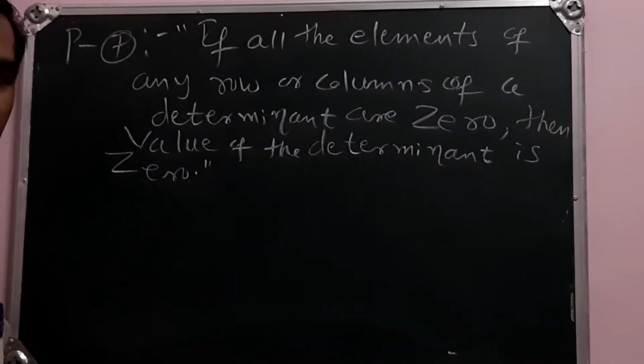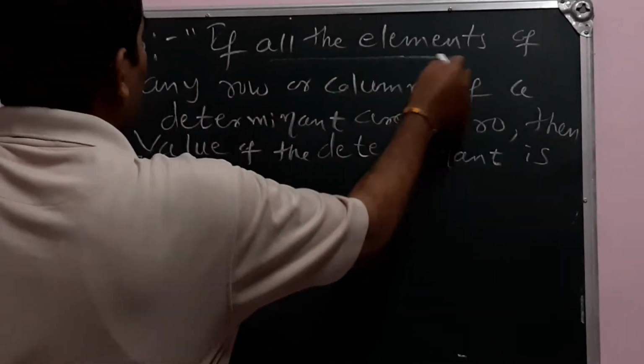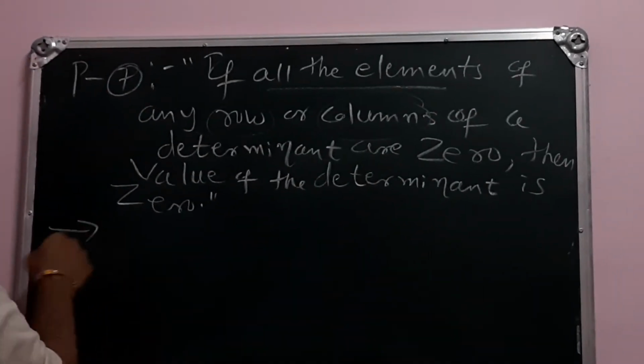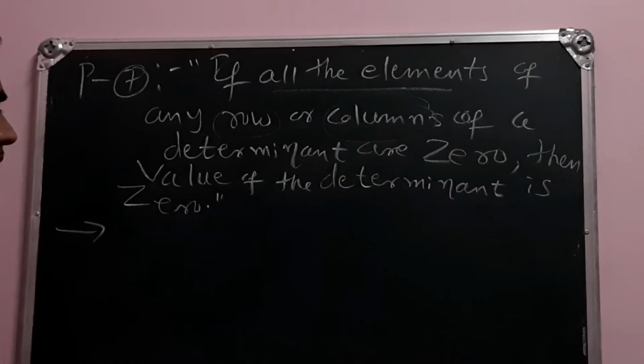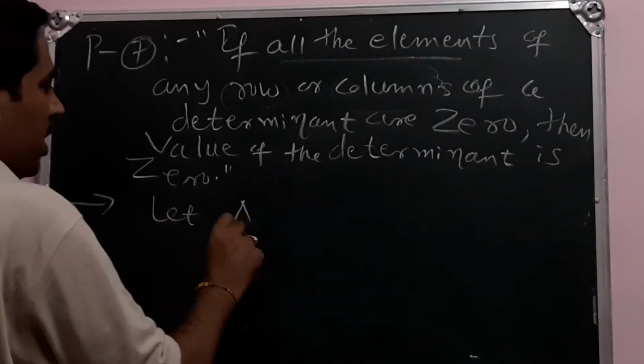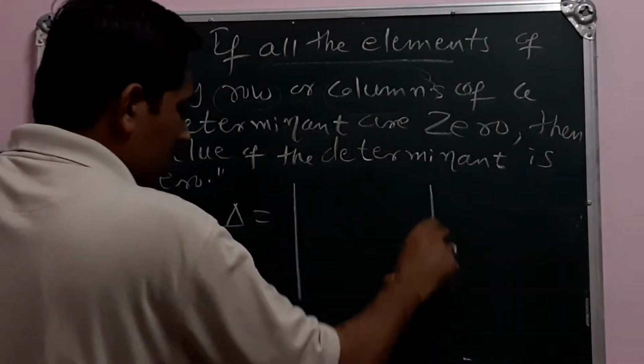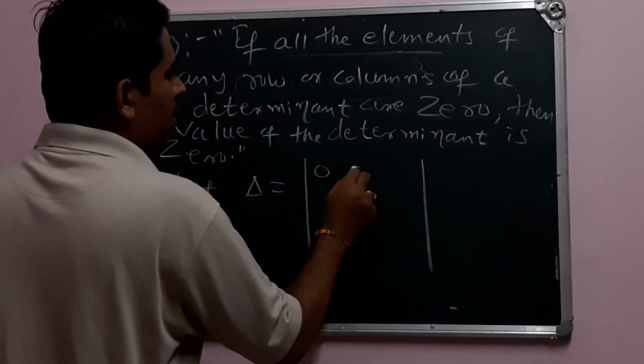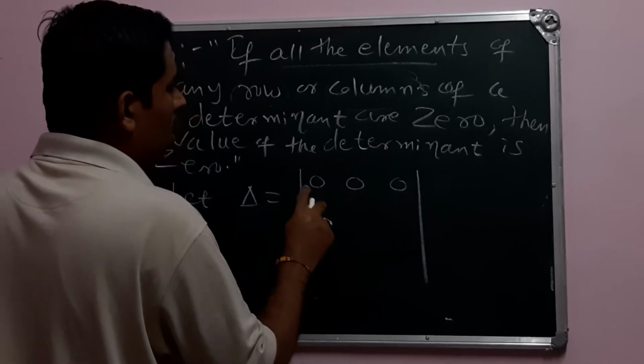So this is a very simple property. Read the statement here. If all the elements of any row or column of a determinant are 0, then the value of the determinant will be 0. Okay, let us consider the determinant here. If the determinant is like this, I will write 0, 0, 0 here.